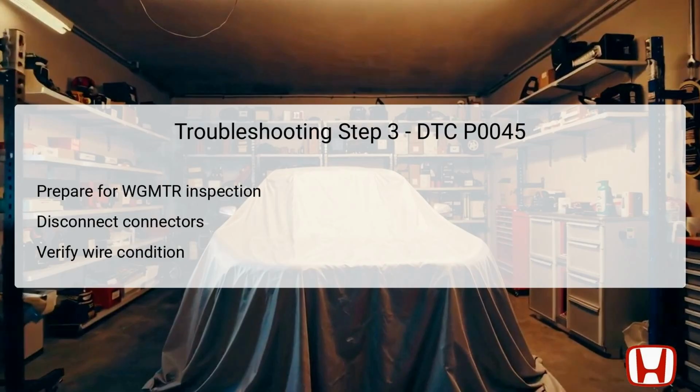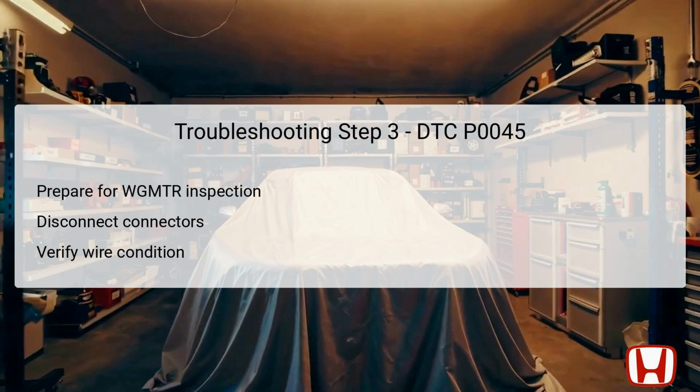During the third troubleshooting step, preparations are made to inspect the WG-MTR1+ and WG-MTR2- circuits. This involves disconnecting both the turbocharger connector and the PCM connector to analyze the state of the wiring without interference. Once the connectors are removed, you'll check the wiring for signs of damage, such as fraying or corrosion, which could be indicative of shorts or open circuits.